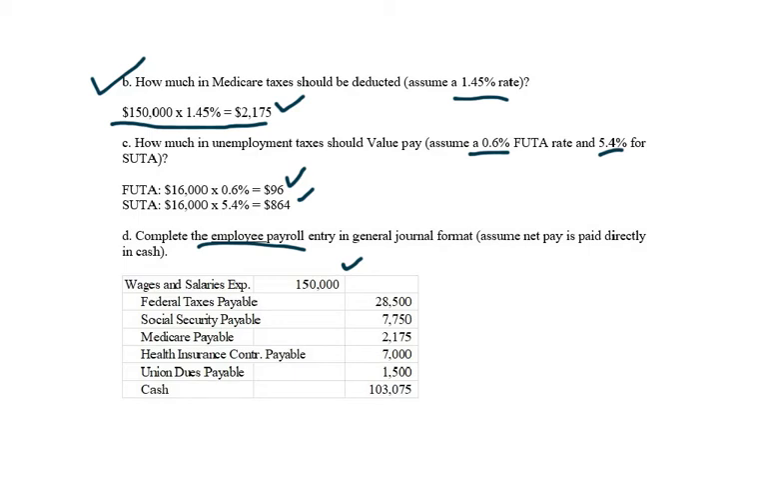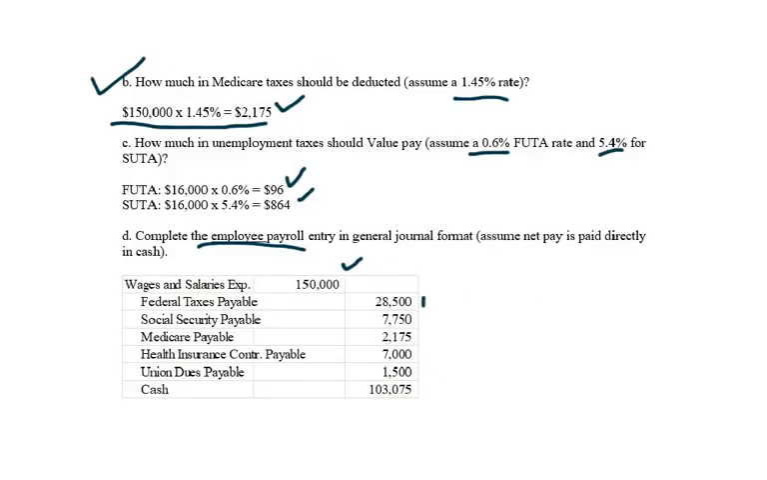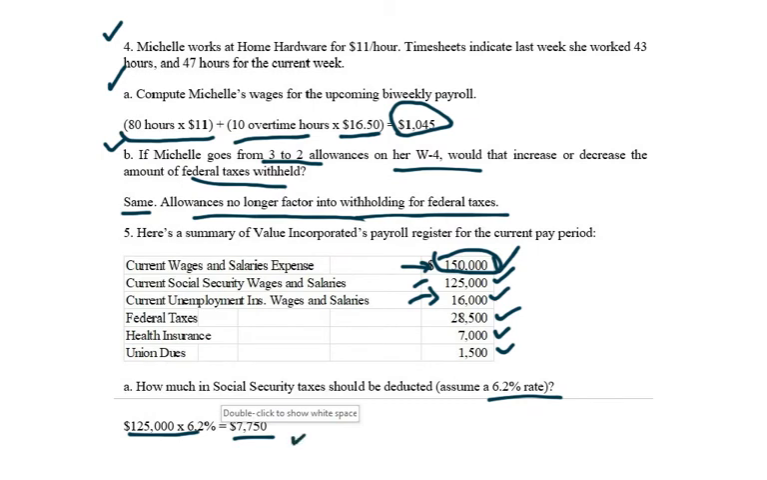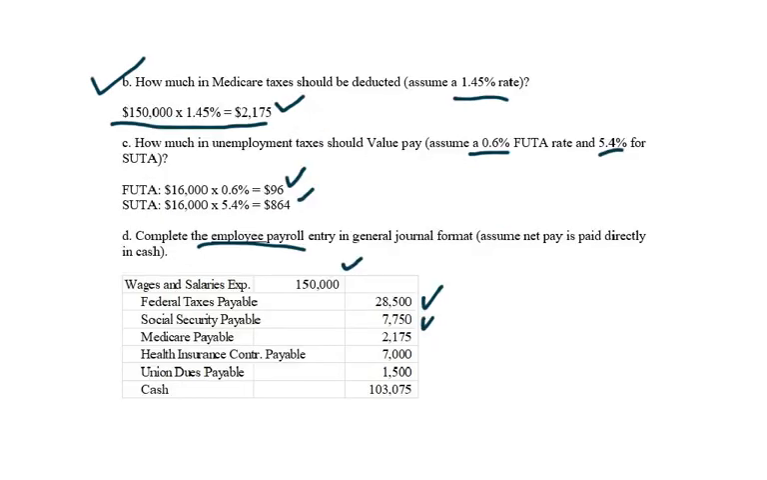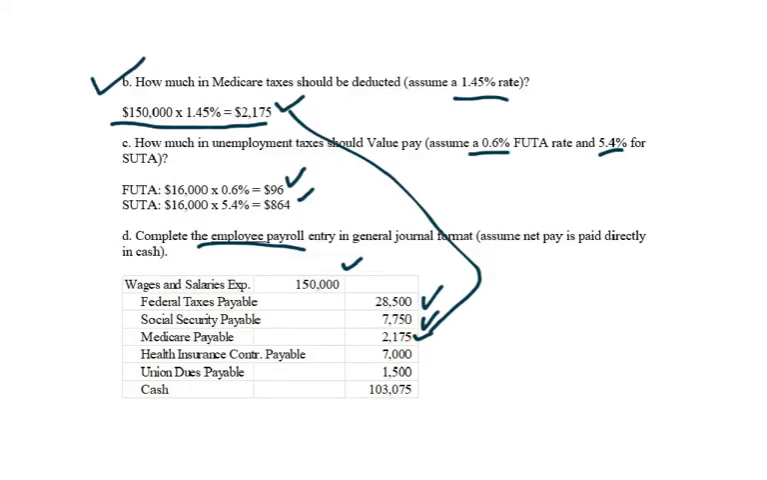In this case, I simplified it a little bit by making the bottom thing not a credit to some sort of interim payable, but just directly to cash. Remember, federal taxes were $28,500, so you should see a credit for that. Social Security that we calculated in A, $7,750, should be there. We just calculated Medicare, which should be included as well, Medicare payable. Health insurance contributions I gave at $7,000. Union dues at $1,500. Those are both amounts that are just givens. Subtract all of these elements from our 150, and we get a net amount remitted to our employees of $103,075.